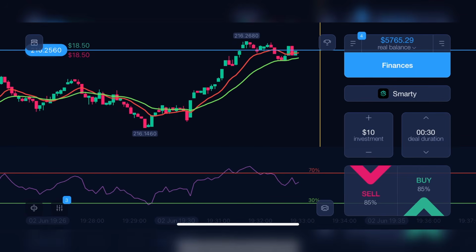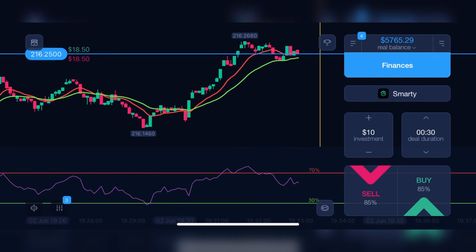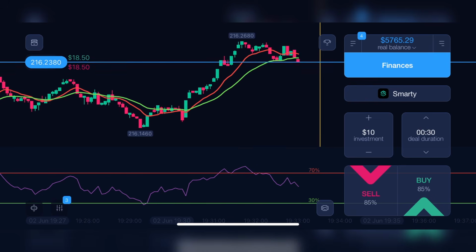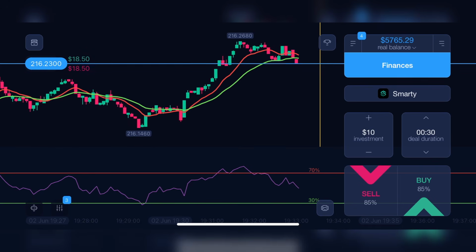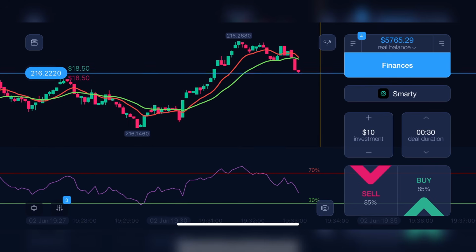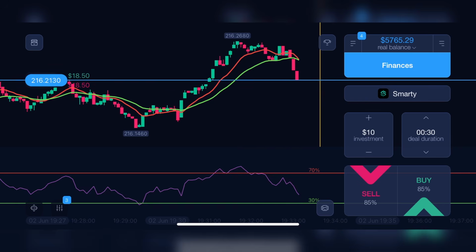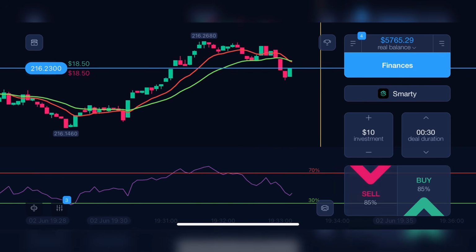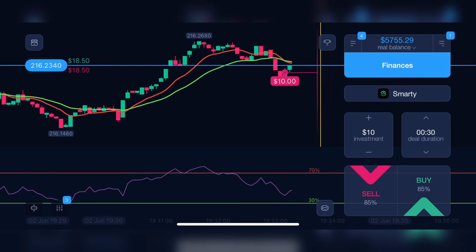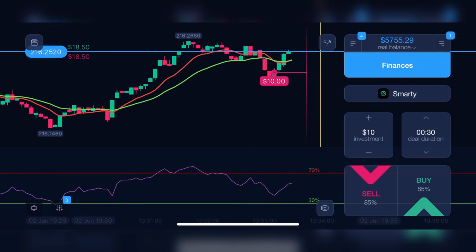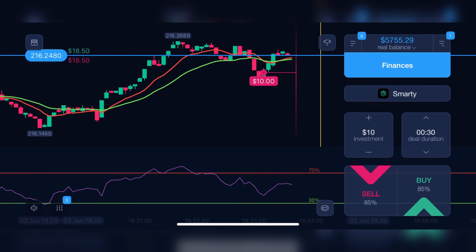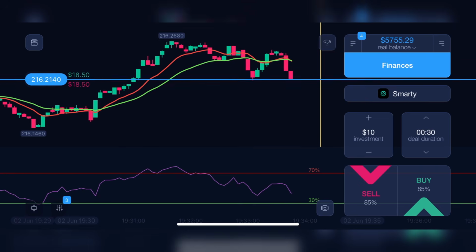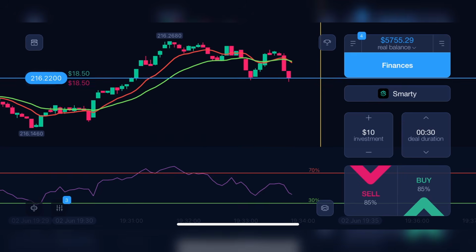The market has now changed its direction and started moving towards a downtrend. We can see that the 2 moving averages have crossed, and the market is also between the 50 and 30% lines in the RSI indicator. So, according to the strategy, I will place a $10 sell trade on the market. Unfortunately, even though we followed the strategy, we lost that trade.